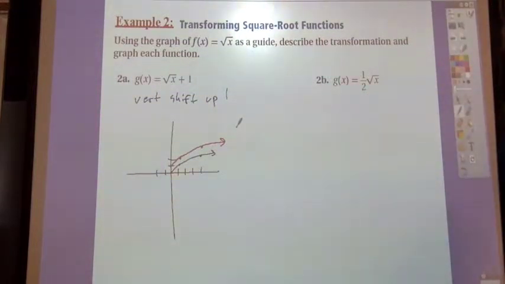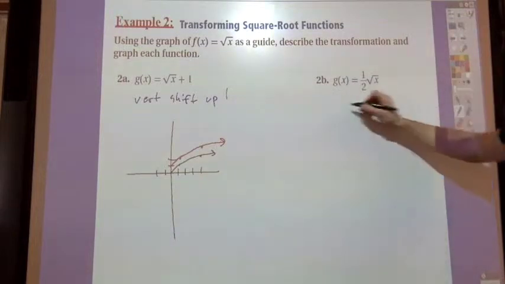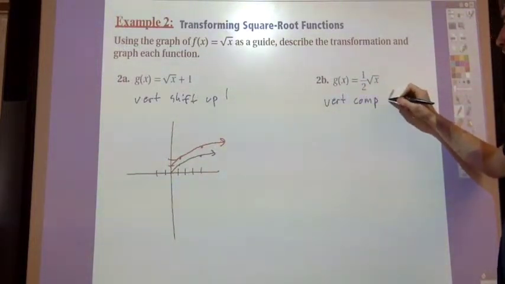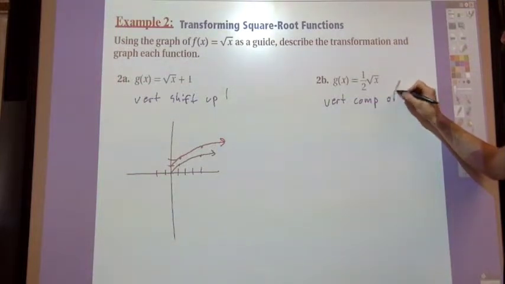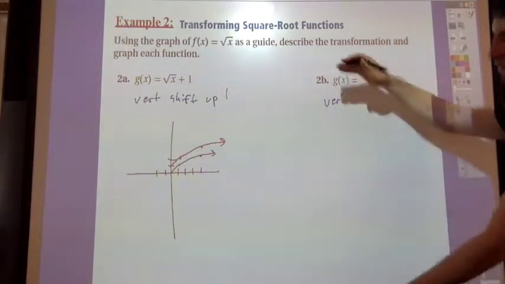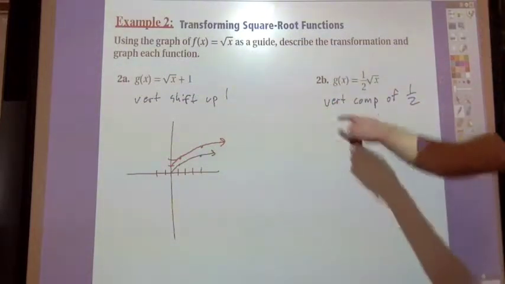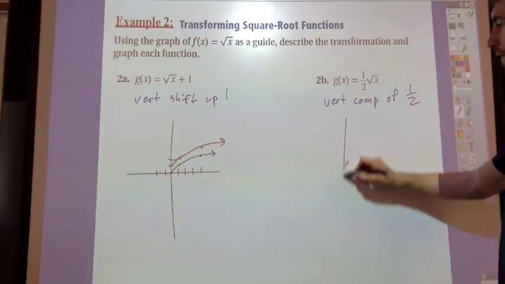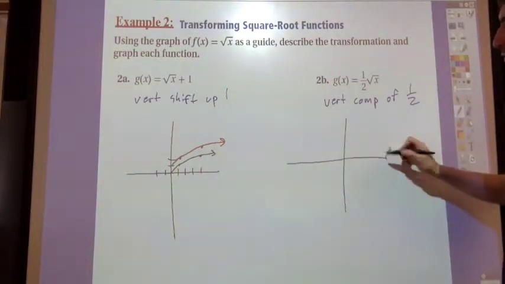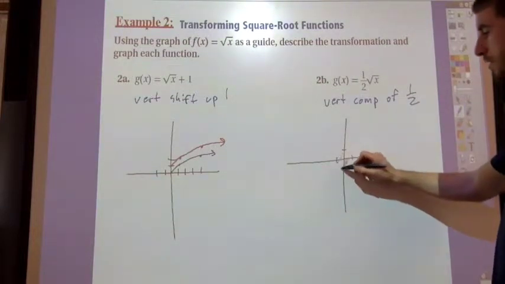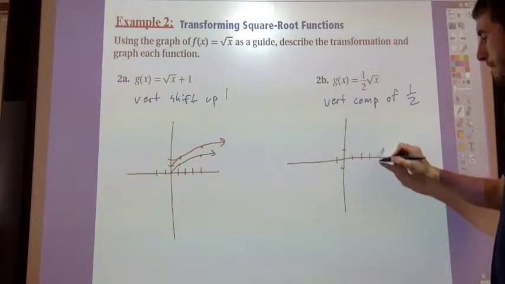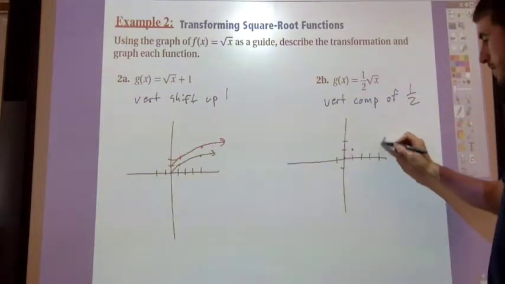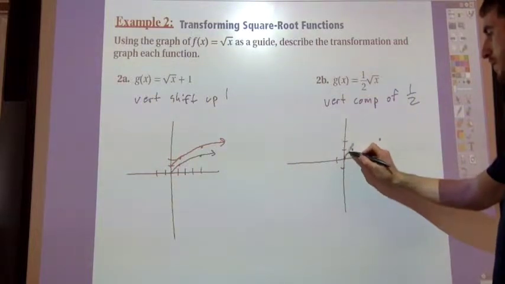This one is a vertical compression by a factor of 1/2. So it's vertically compressed by a factor of 1/2. This one, there's no real short way to write that, so you got to write out all of that. Because if you just said compression, I wouldn't know if you were talking vertically or horizontally or what the deal was.